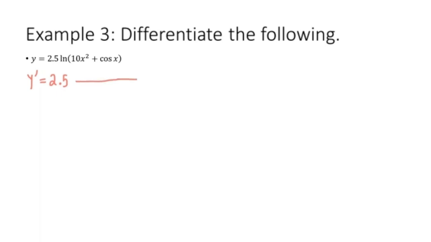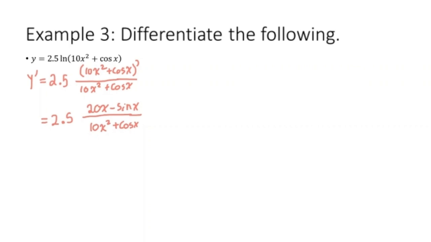Using our natural log rule that we discussed in the previous slide, the derivative of our natural log will be the derivative of the input divided by the input. As for the derivative of the 10x squared plus cosine x, that is 20x minus sine x. So our derivative is equal to 2.5 times 20x minus sine x all over 10x squared plus cosine x. If we want to make this look a little nicer, we can multiply the numerator by the 2.5.